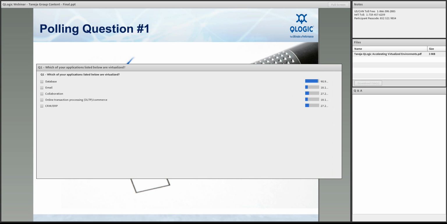We've got a pretty good handful of participants here today, so I think we'll get some good results here. And I see database far out in front as we're logging our answers. Yeah, that looks like the #1 response. Interesting, CRM, ERP is pretty widely virtualized too, in fact, perhaps above the level of the population that we recently surveyed. So we'll see where we get to at the end here. I'll go ahead and close this first poll.